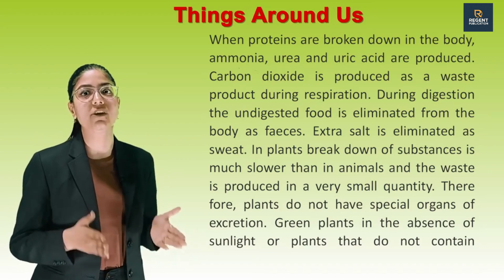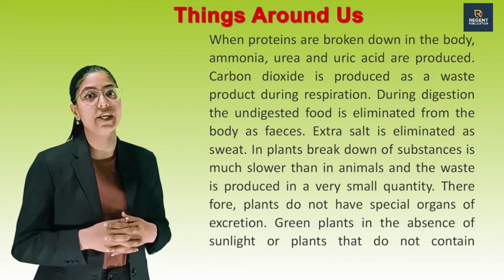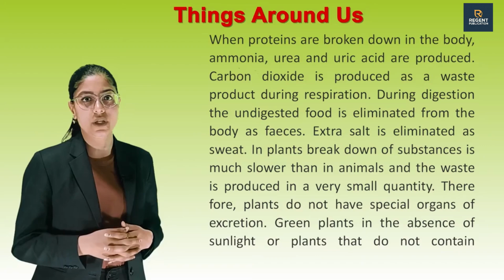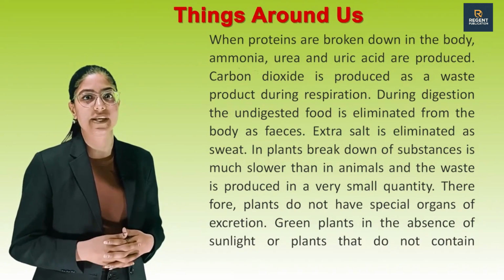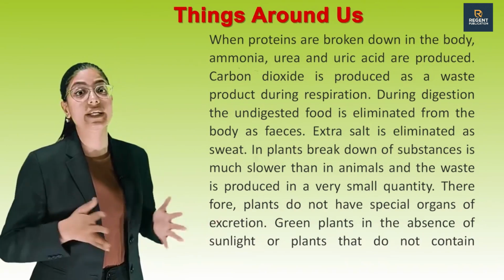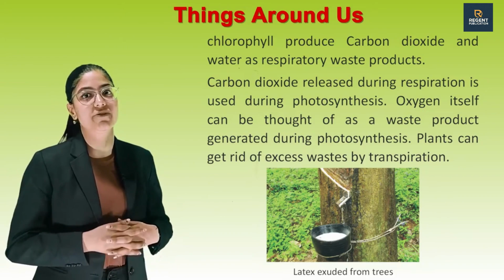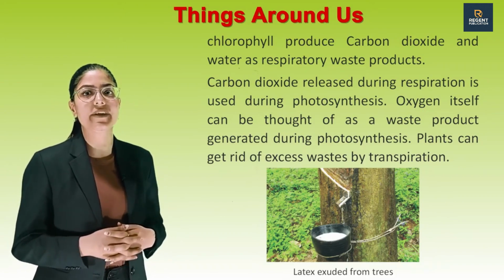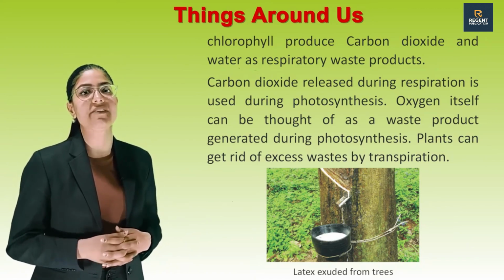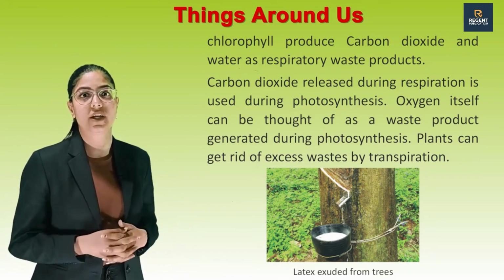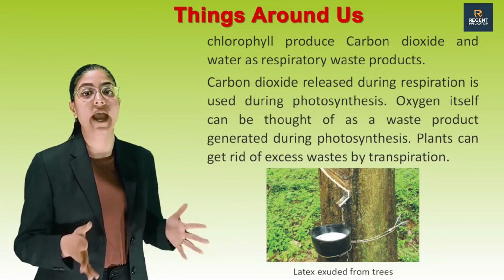In plants, breakdown of substances is much slower than in animals and the waste is produced in a very small quantity. Therefore, plants do not have special organs of excretion. Green plants in the absence of sunlight, or plants that do not contain chlorophyll, produce carbon dioxide and water as respiratory waste products. Carbon dioxide released during respiration is used during photosynthesis. Oxygen itself can be thought of as a waste product generated during photosynthesis. Plants can get rid of excess waste by transpiration.